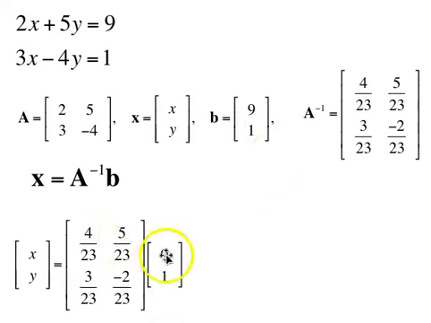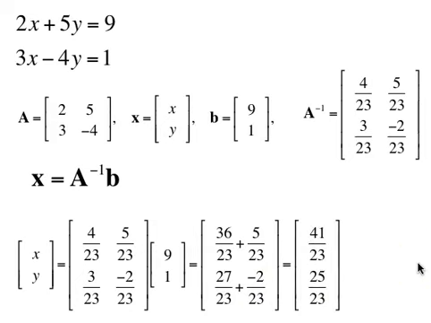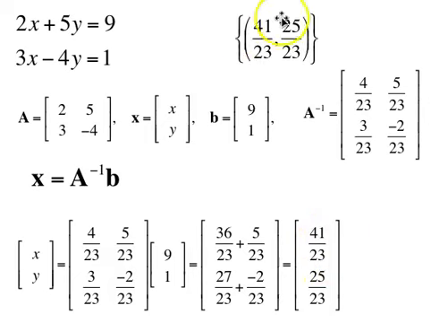So let's think about this. We have 4 times 9, 36 23rds. 5 times 1, 5 23rds. And then we have 3 times 9 is 27 23rds minus 2 times 1, minus 2 23rds. 36 and 5, 41, 41 23rds, 27 minus 2, 25 23rds. And you'll recognize that was actually relatively easy. So using the matrix inverse strategy when you have fractional solutions is certainly one of the better strategies you could choose. So our final solution, X is 41 23rds, Y is 25 23rds, and I like to use the curly brace notation to indicate that that is a solution set.